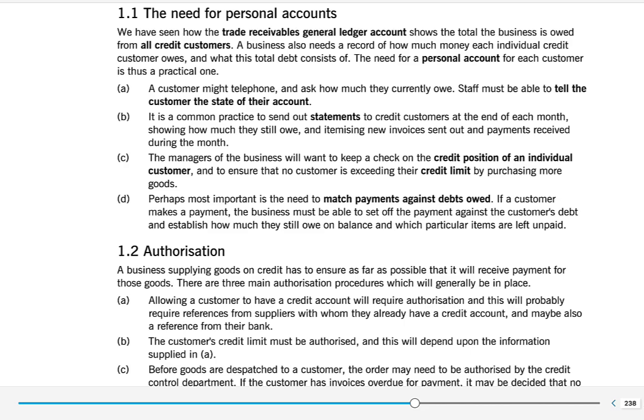We have now completed Lesson 1.1 only. If you want, next we can go to Lesson 1.2, Authorization, where the chapter explains the procedures a business uses before and during credit sales to protect itself from bad debts.